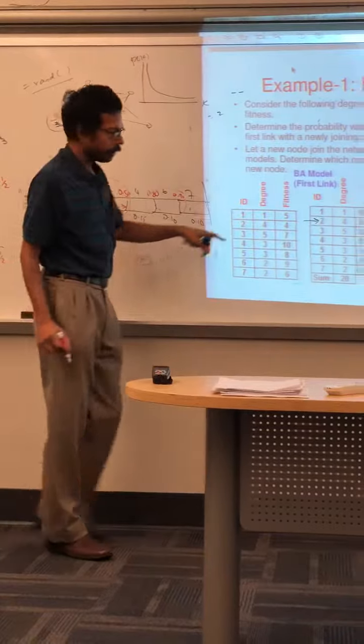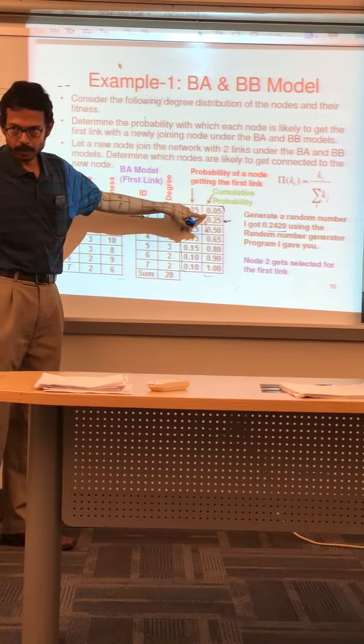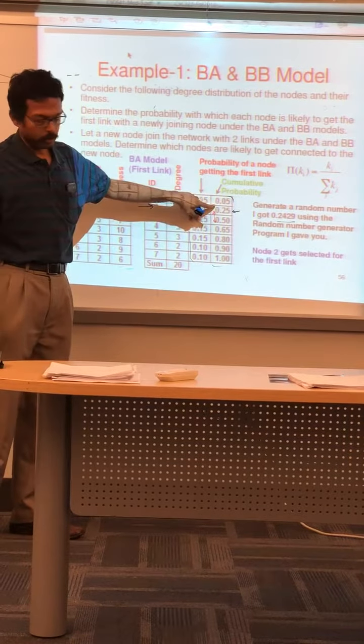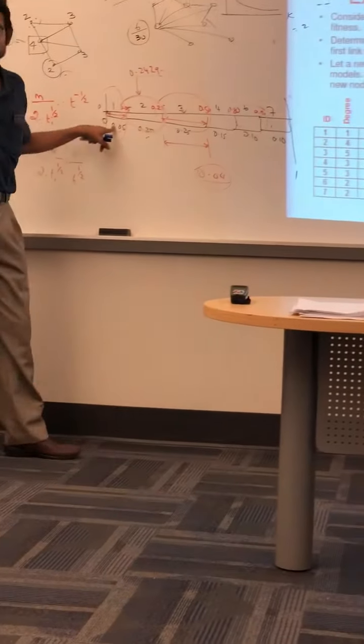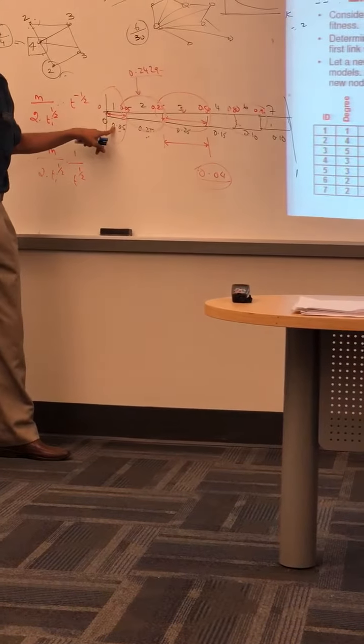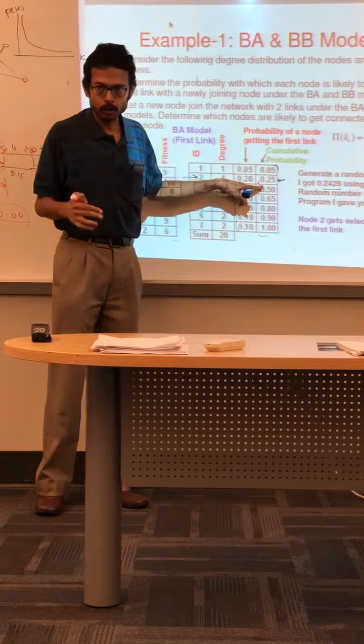Node 1, the first node, because it is less than 0.05. So anything less than 0.05 should belong to node 1. Anything from 0.05 to anything less than 0.25 should be node 2.